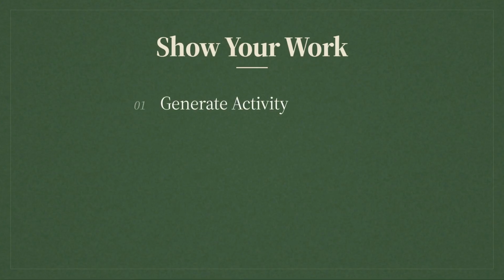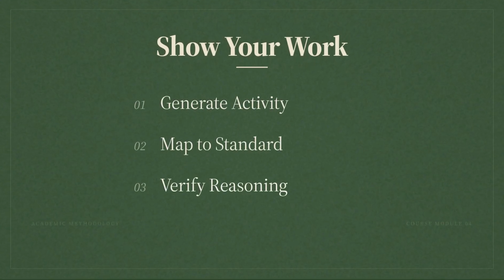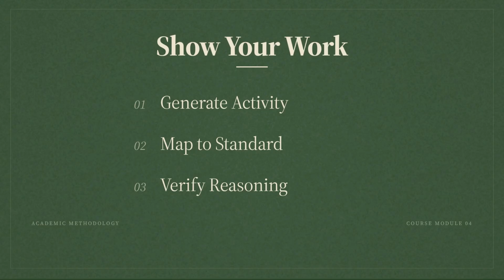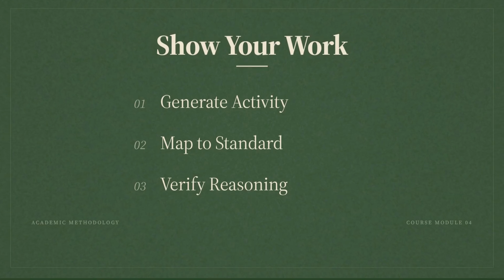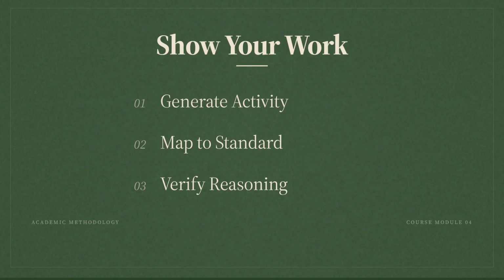A good habit here, and this is something you can build permanently into your own workflow, is to literally ask the AI to show its work. After it generates the activity, follow up and ask, point to exactly which part of this activity addresses each part of the standard. Make it walk you through its own reasoning. If it can't clearly map its own output back to the standard, piece by piece, that's a sign the alignment isn't real, and you need another pass before you use it with students.